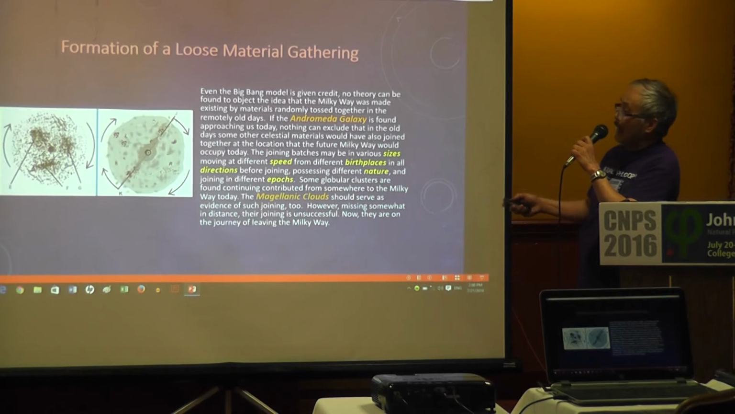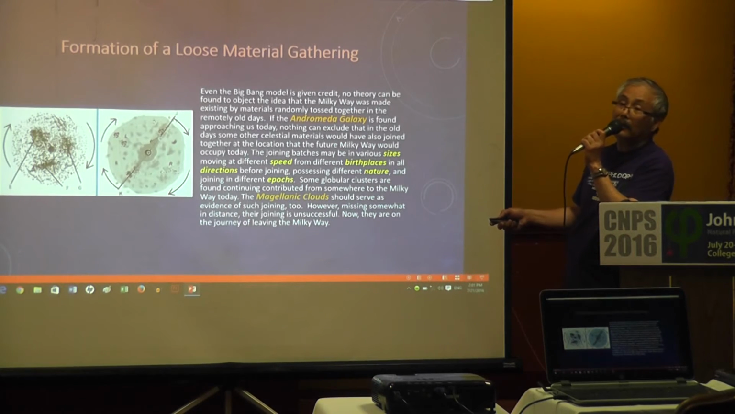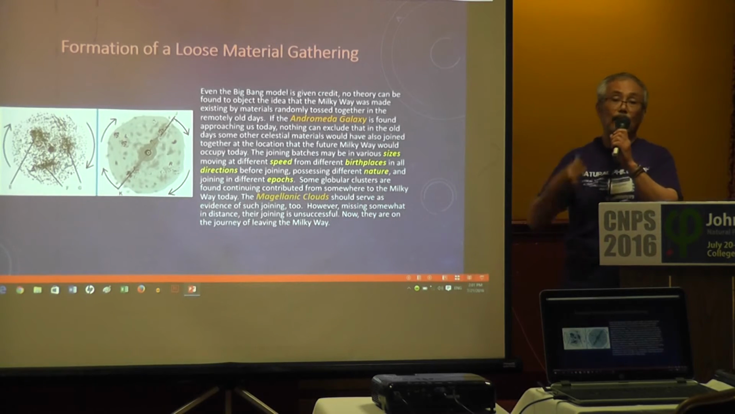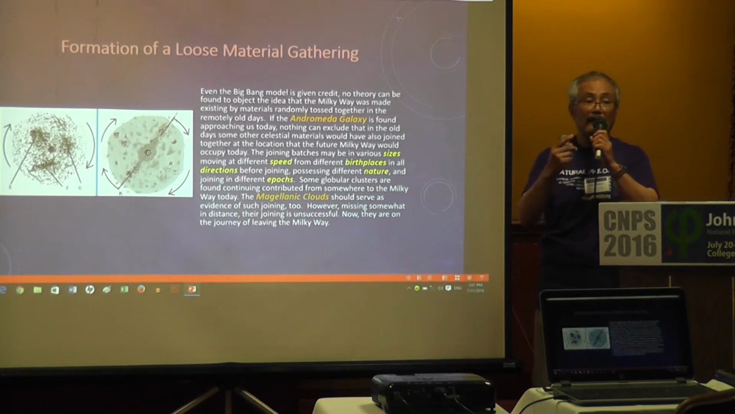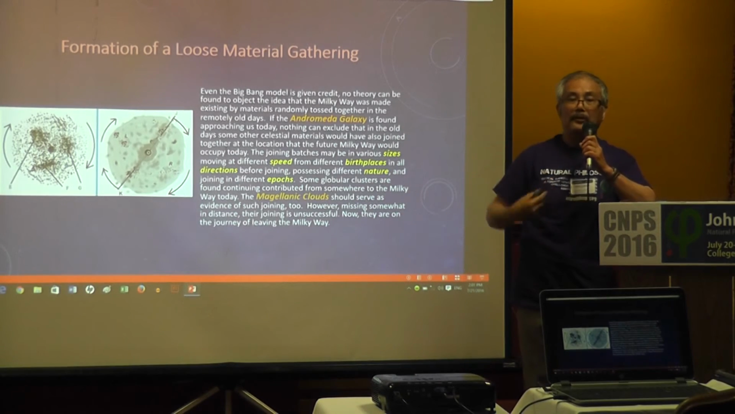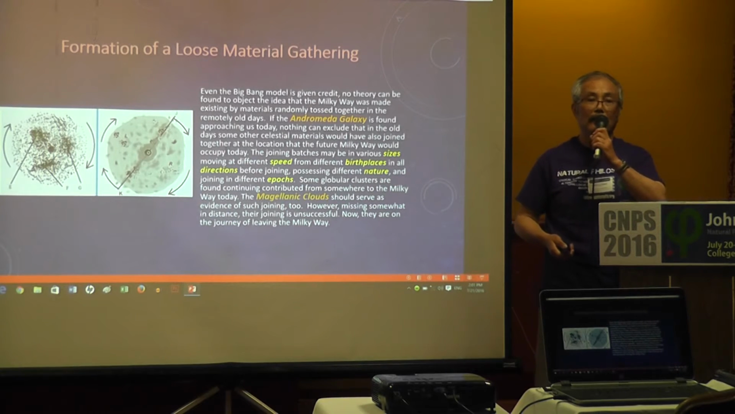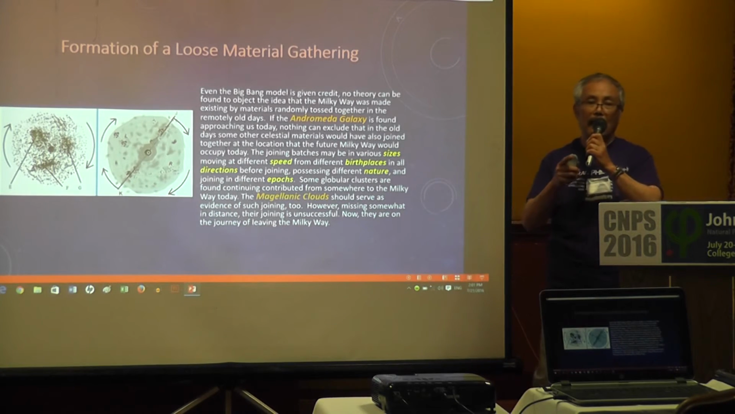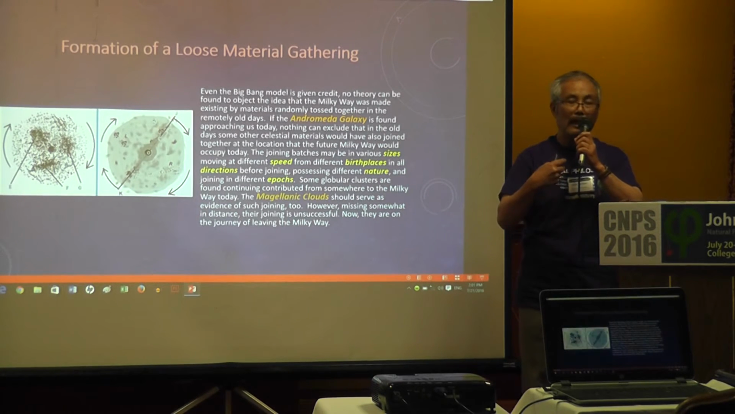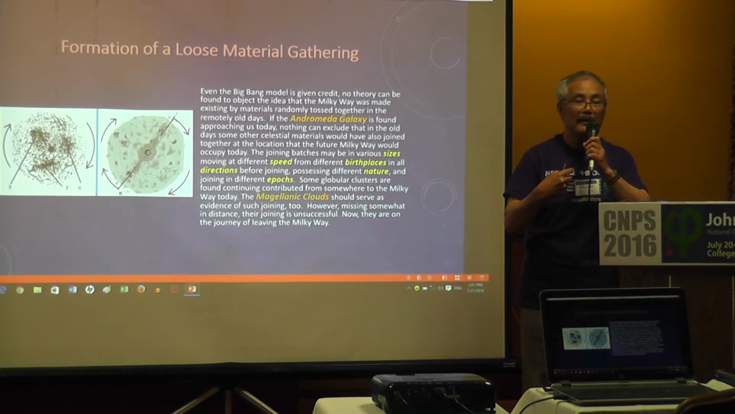And as evidence that the material forming the Milky Way was randomly tossed together, nowadays we still have evidence. For example, the Andromeda galaxy is seen approaching us. In the old time, there may be some other material joining their location to form the Milky Way too. It's also said that some globular clusters are still contributing to our galaxy nowadays.